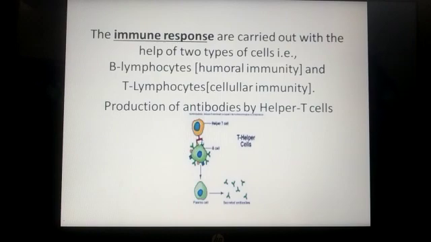There is a picture which gives us an illustration about how the helper T cells help in the production of antibodies. This is a helper T cell which helps to stimulate the B cells for the production of antibodies. These Y-shaped structures are nothing but antibodies. And do you know how or why these antibodies are produced? Antibodies are produced in order to kill the specific antigens. Let us learn more about these B lymphocytes and T lymphocytes.